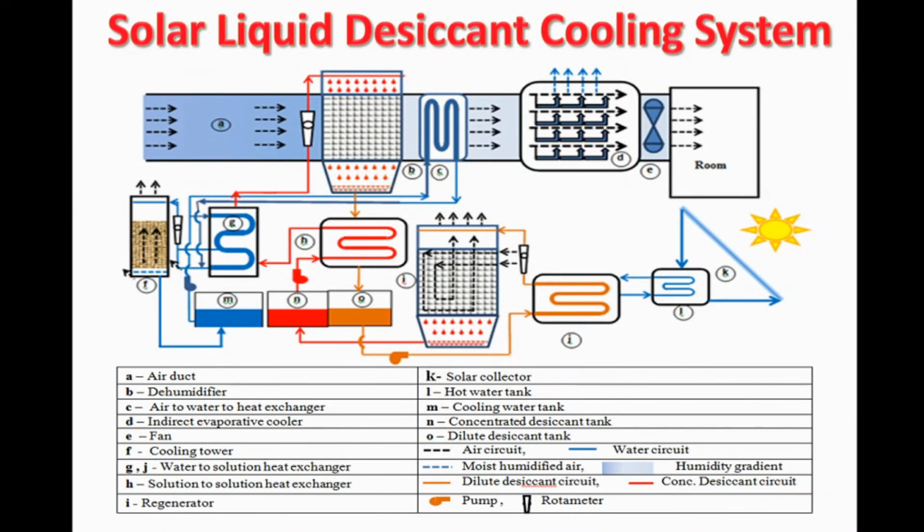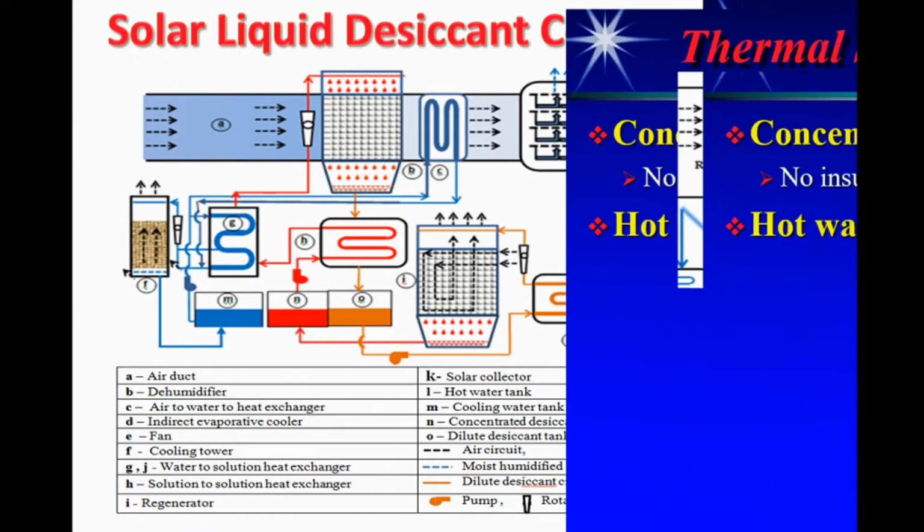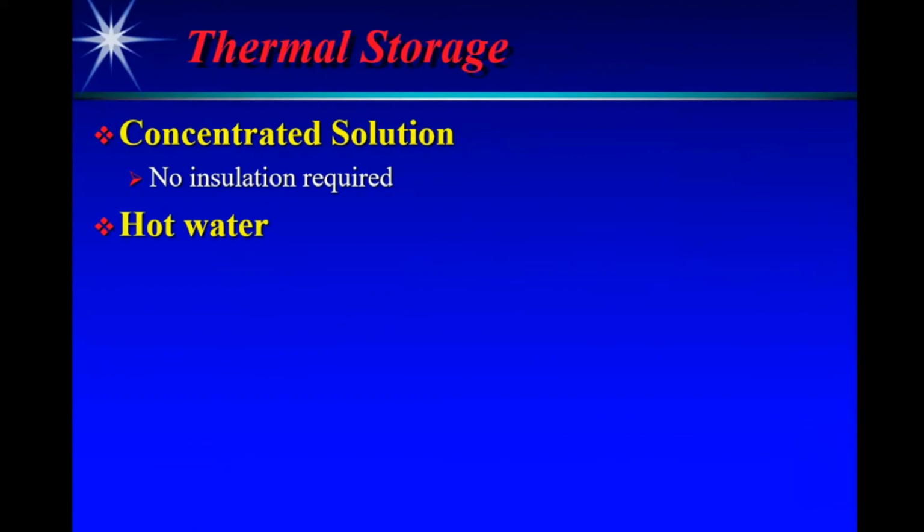In our lab, we have worked on solar liquid desiccant cooling systems. The system looks a bit complex, but basically it has a dehumidifier which can remove moisture from the air using a liquid desiccant, and this liquid desiccant is regenerated using heat coming from the solar thermal collectors. The air which gets dehumidified is subsequently cooled in a series of heat exchangers, indirect evaporative coolers, and direct evaporative coolers, depending on the configuration selected by the user. Thermal storage is an integral part of the solar system, which could be in the form of storing hot water or concentrating the solution.